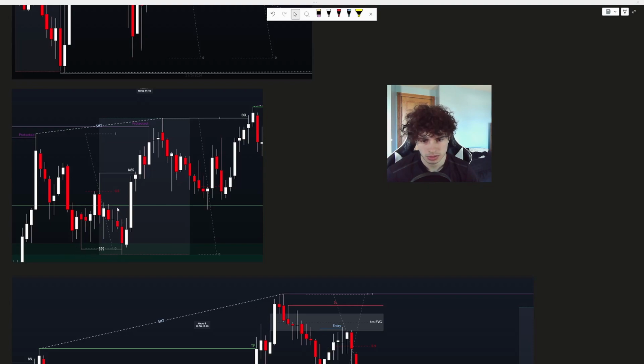You could also put a manipulation projection right here on these candles, which would probably project somewhere up here. We then buy back up, market structure shift.